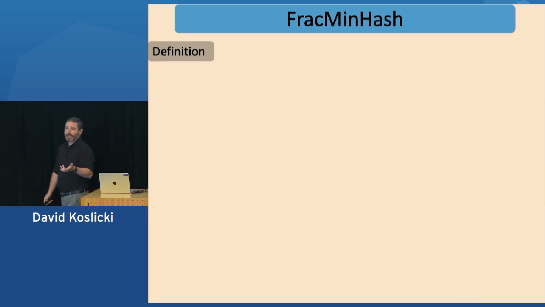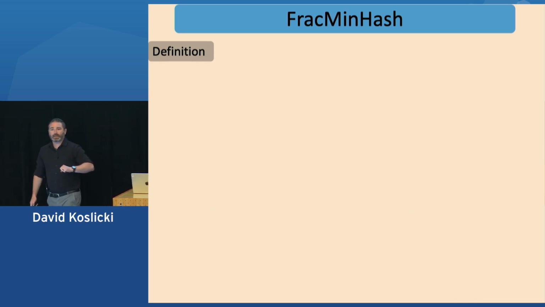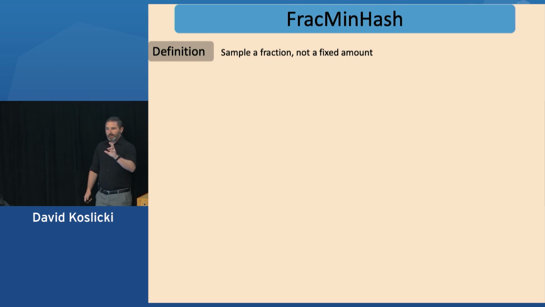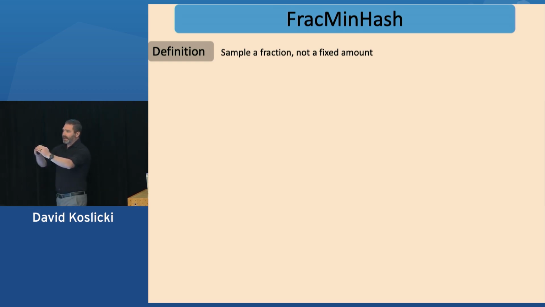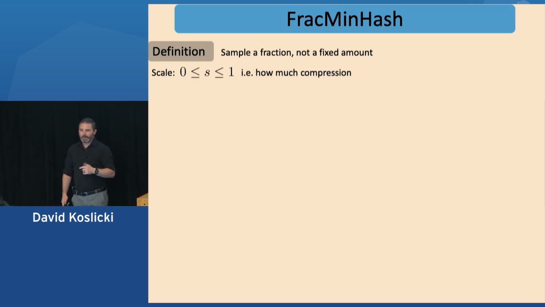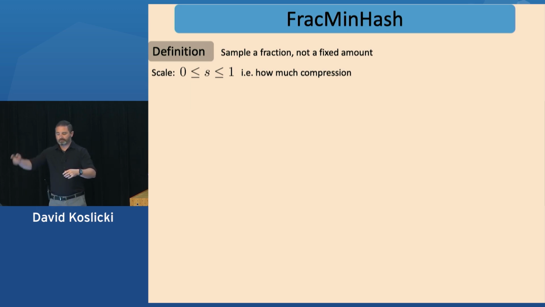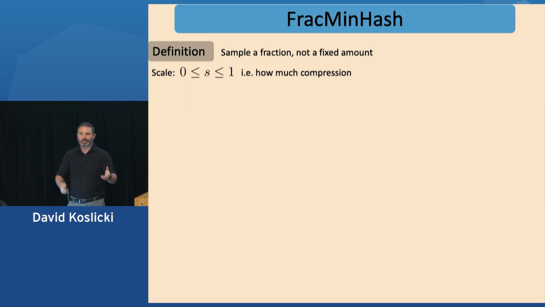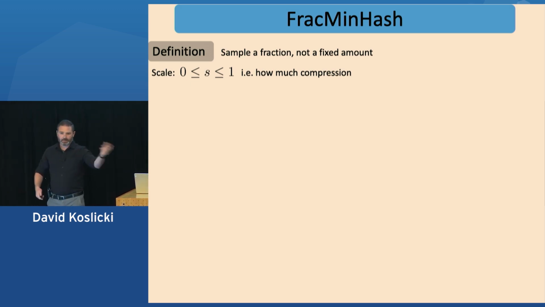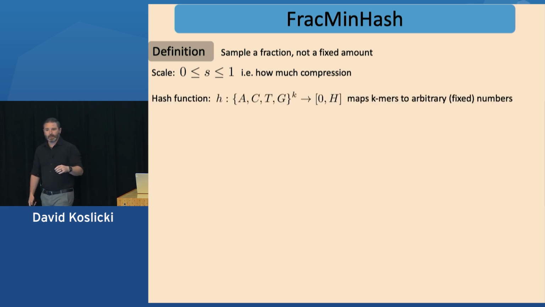This motivated another kind of sketching technique called FracMinHash. The basic idea here is instead of sampling a fixed number of k-mers, we can sample a fraction of k-mers. So pick a fraction, a scale factor s between 0 and 1, that's going to be how much compression you want to do. If you pick an s of 1, I'm doing no sketching, I sample everything. With a smaller one, I'm selecting a smaller fraction.